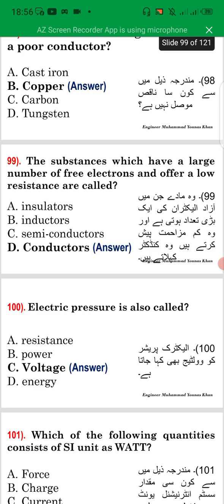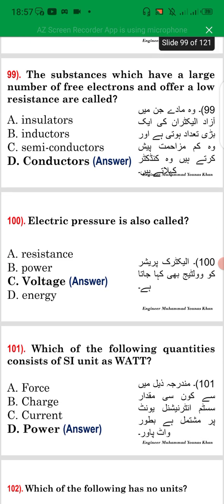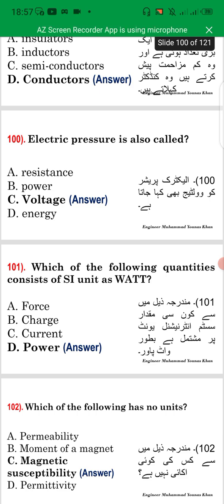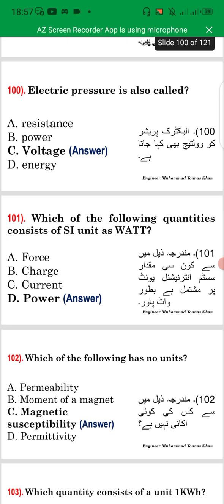Copper. The substances which have a large number of free electrons and offer low resistance are called insulators, inductors, semiconductors, conductors. Electric pressure is also called resistance, power, voltage, energy. Voltage. Which of the following quantities has SI unit watt? Force, charge, current, power. Power.